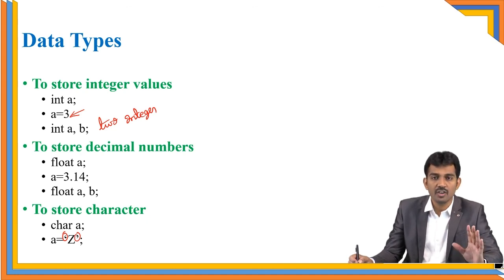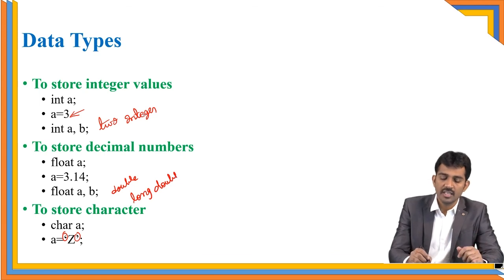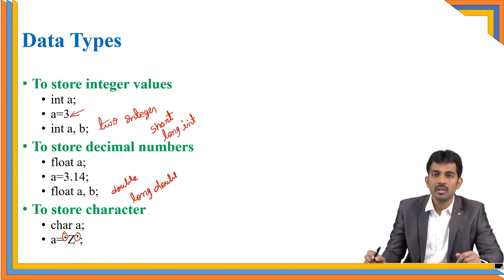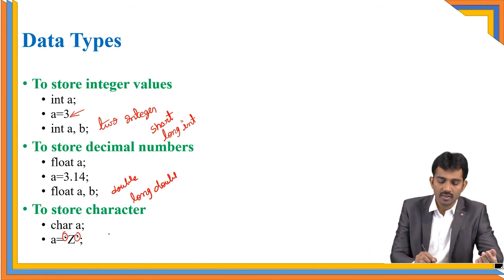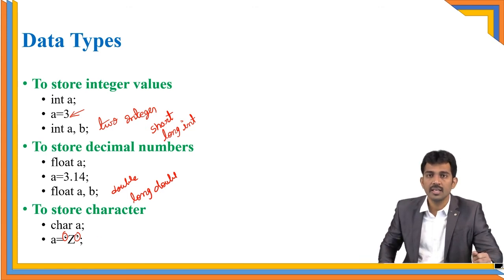These are the three kinds of primitive data types. Here only the data type is changed. Float or double or long double, you can use any one based on the size of the data. For integers, int, short, or long int, you can increase the size. And to store a character, there is only one, the char data type. Is this clear?